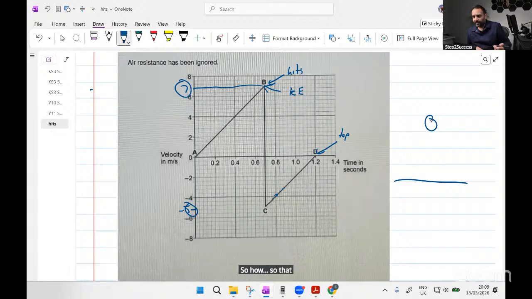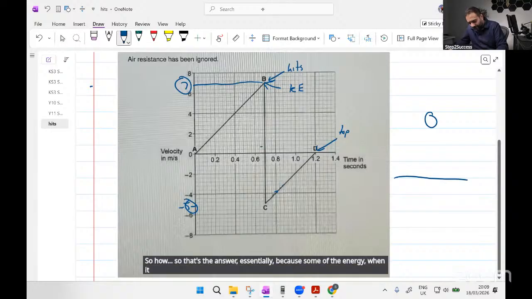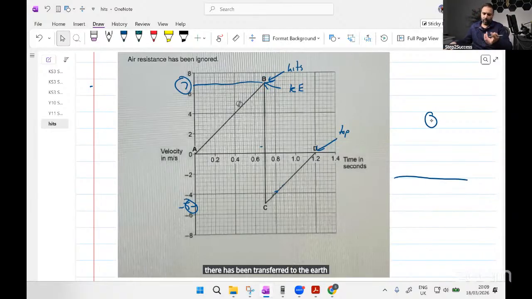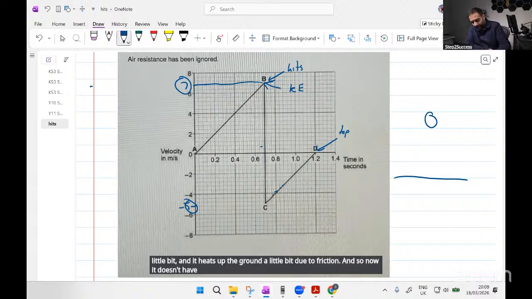So that's the answer essentially, because some of the energy when it's hit the ground there has been transferred to the earth. It just heats up the ground a little bit due to friction. And so now the ball doesn't have as much kinetic energy, which means it doesn't reach as high a speed.